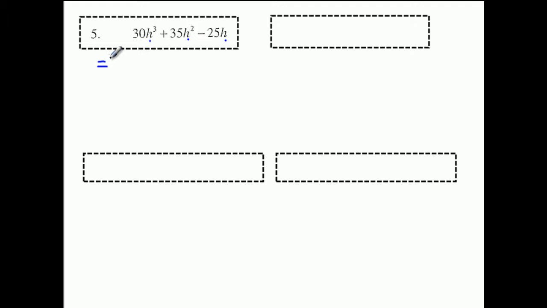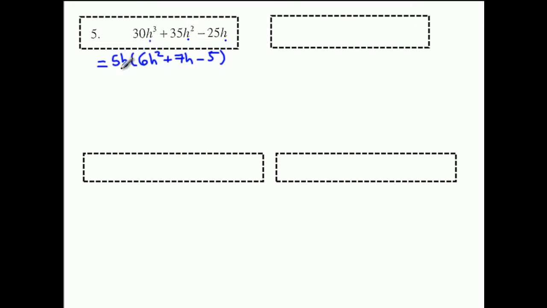So pull out a 5h. All those terms have that in common. So you can fit 5 into 30 6 times, so we have 6h squared left there. We can fit 5 into 35 7 times, leaving us with 7h. And we can fit 5 into 25 5 times, leaving us with 5.